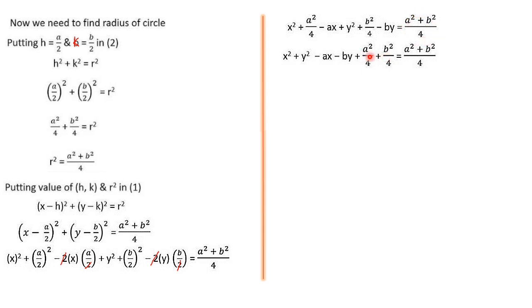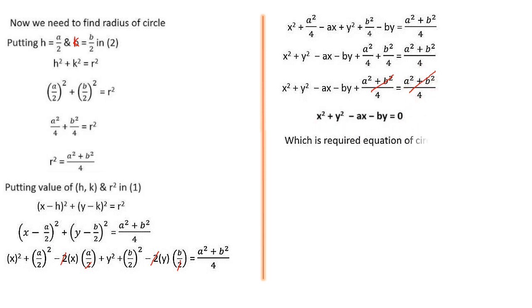Then here we can take 4 LCM, that is x square plus y square minus ax minus by plus, when we take 4 LCM, a square plus b square will be coming in the numerator, equal to a square plus b square by 4 on the right hand side. Now on the right hand side and left hand side the same term is there, we can cancel. The remaining terms when we collect: x square plus y square minus ax minus by equal to, right side there is no term, that means equal to 0. So this is the required equation of the circle.